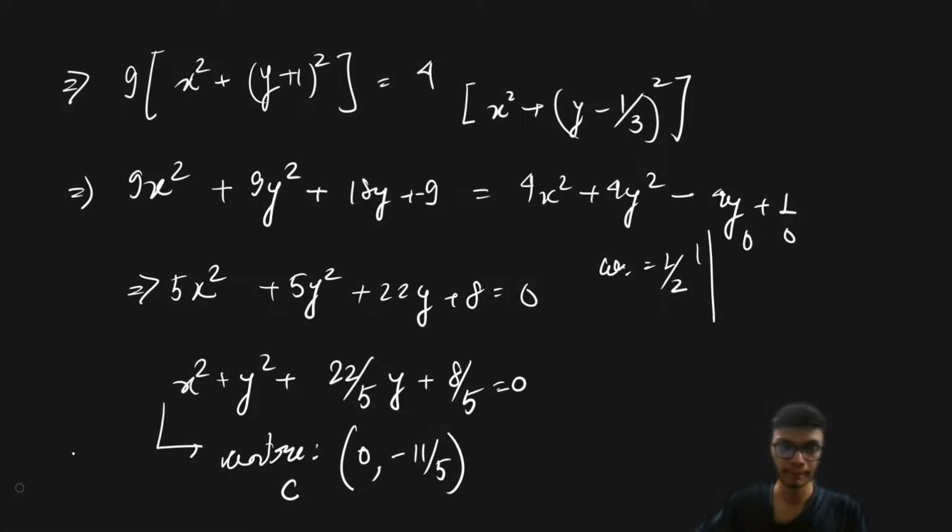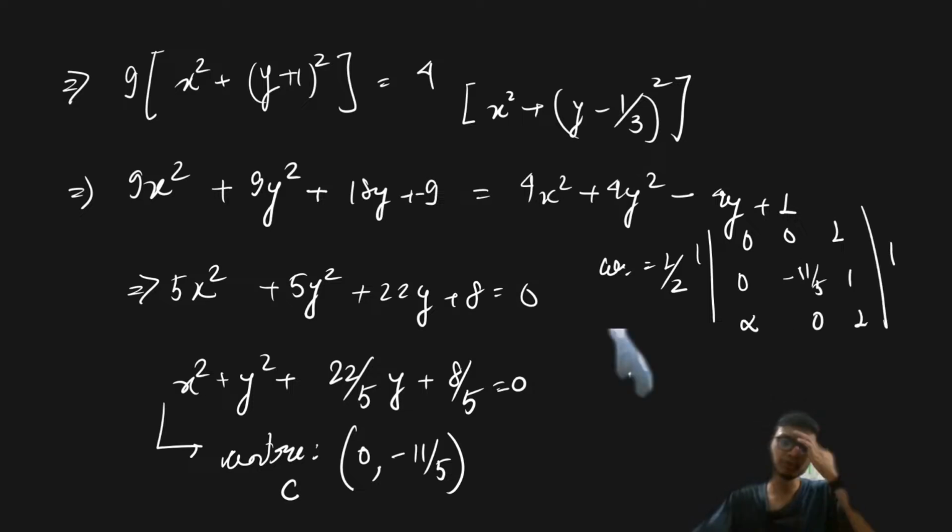So 0 0 1 0 0 1, the second row is going to be 0, minus 11 by 5, 1, and the third is alpha 0 1. That is the determinant we need to find out, and this is given as 11 square units, right? So we just try to solve for this part.